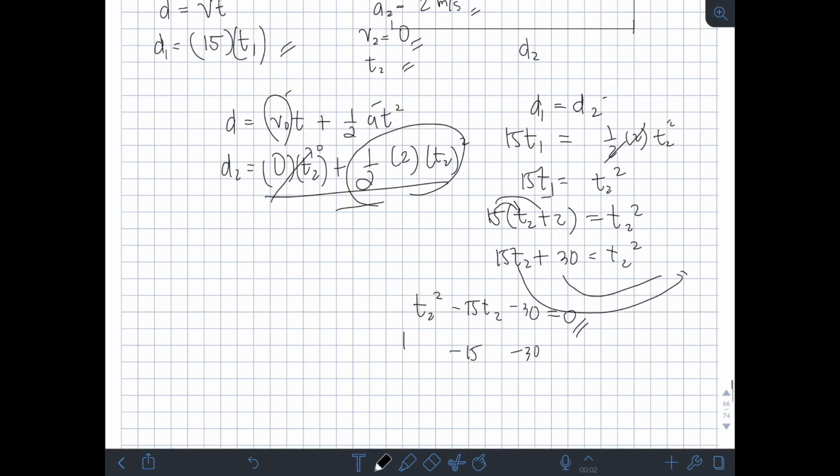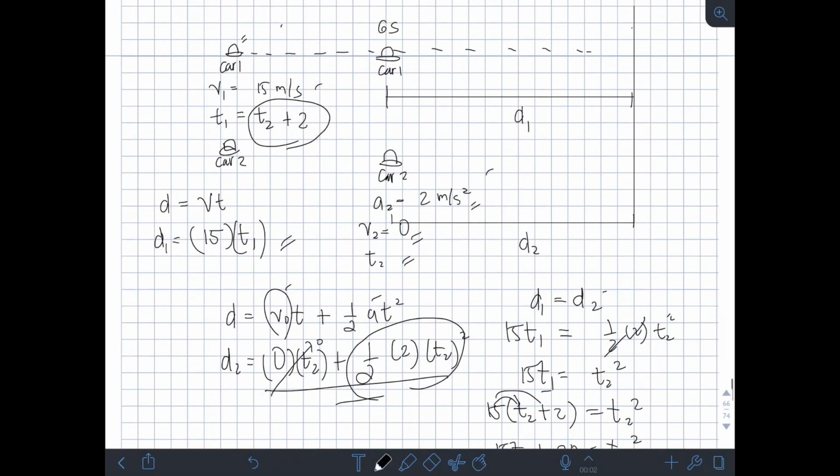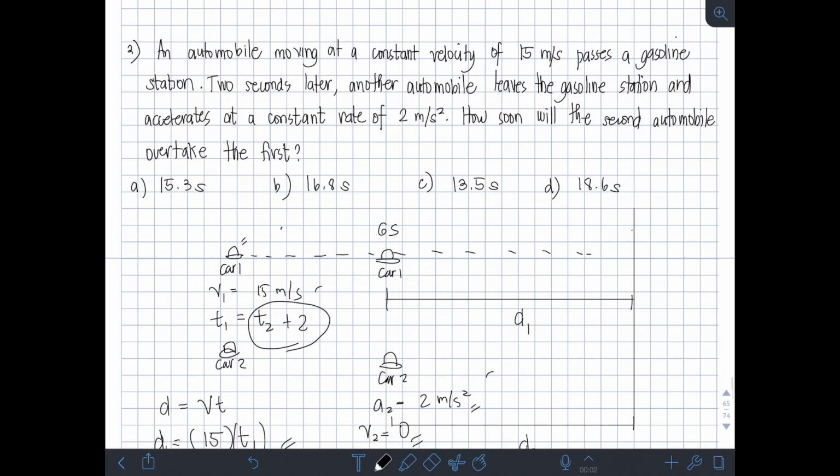Ano mako-compute nating value? So, dalawa. T2 can be 16.787 or T2 can be negative 1.787. So, dahil itong negative value natin is hindi pwede, ang acceptable lang is itong positive. So, T sub 2 is equal to 16.787 seconds. So, therefore, ito yung hinahanap natin, right? Yung time ni car 2, T sub 2, para ma-overtake yung car 1. So, therefore, the answer is letter B, 16.8.